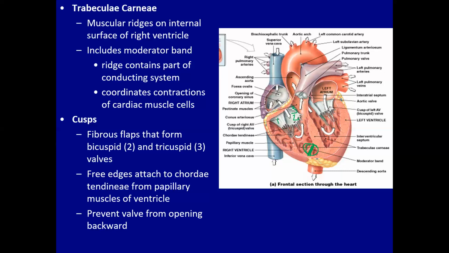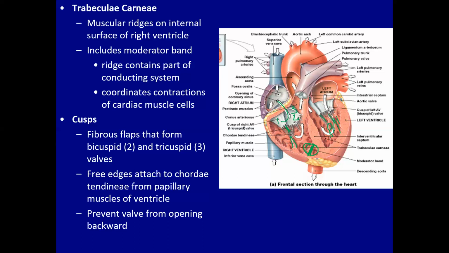Notice attached to each cusp are these strings. And these strings are called chordae tendineae. Each of these strings is attached to a special muscle, which is called a papillary muscle. There's another one right here and another one right here. And these papillary muscles, with the attachment of the chordae tendineae, keep the flaps from going backwards into the atria whenever there is a contraction.